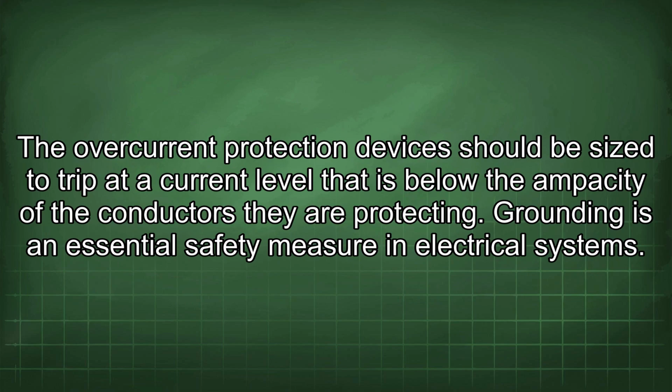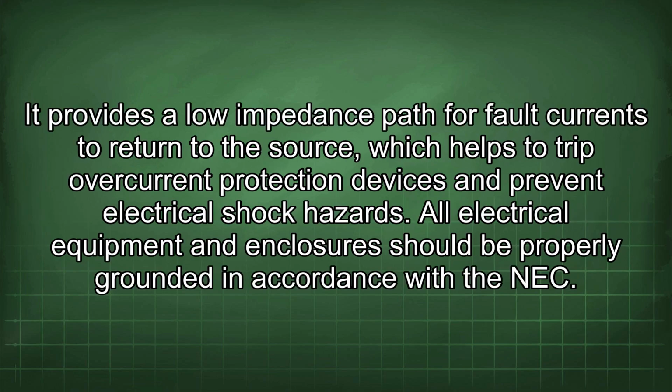The overcurrent protection devices should be sized to trip at a current level that is below the ampacity of the conductors they are protecting. Grounding is an essential safety measure in electrical systems. It provides a low impedance path for fault currents to return to the source, which helps to trip overcurrent protection devices and prevent electrical shock hazards. All electrical equipment and enclosures should be properly grounded in accordance with the NEC.